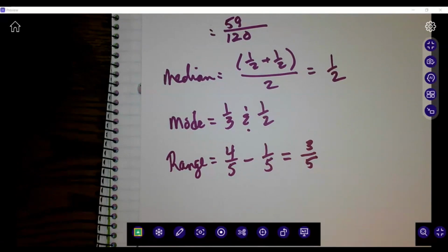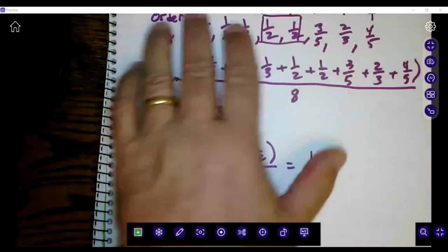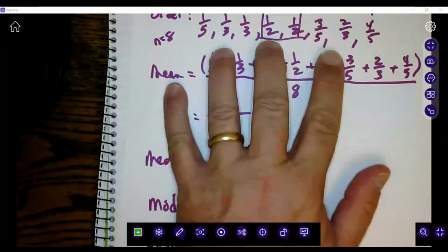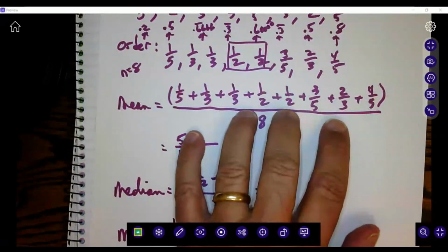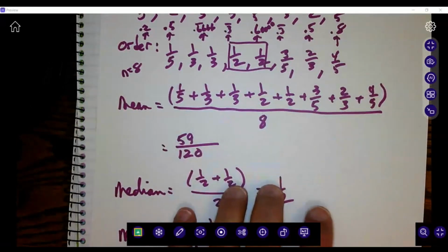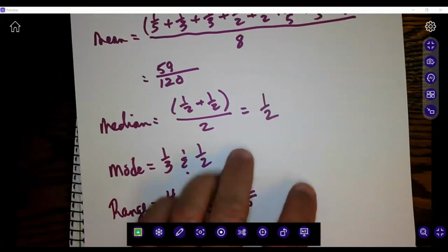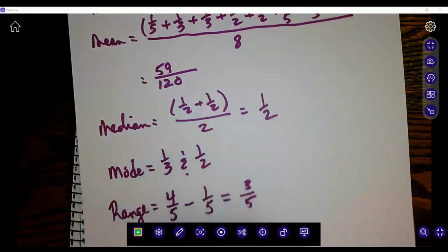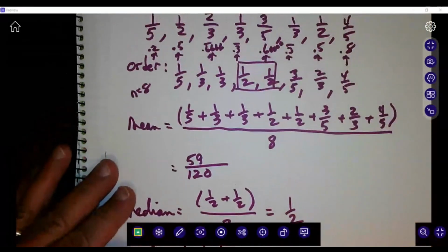So don't let the fractions scare you off. Use decimals to help you get them in order, but then go back to the fractions when you're doing mean, median, mode, and range, because these answers need to be in fractional form because the original problem is in fractions.